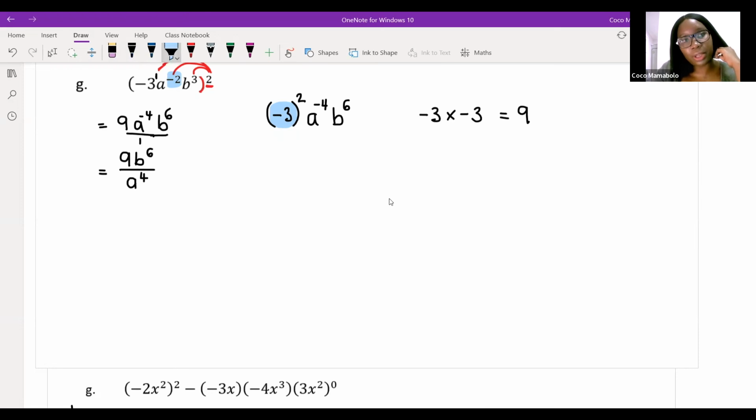And that's where we get this positive 9 over here. You see it? We've got positive 9, a to the power of -4, and b to the power of 6.